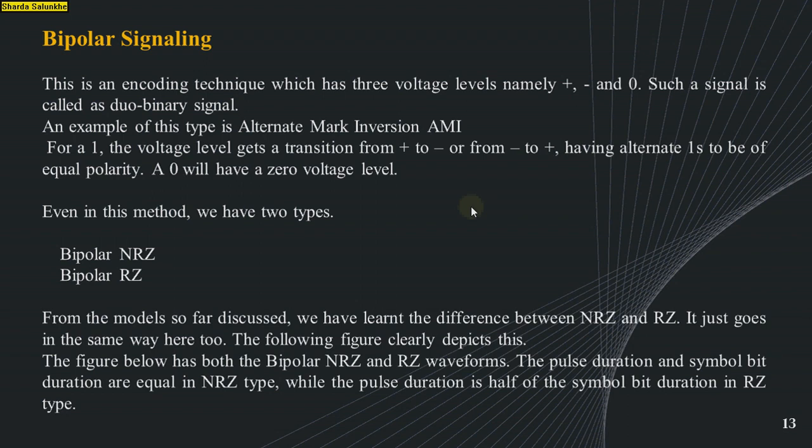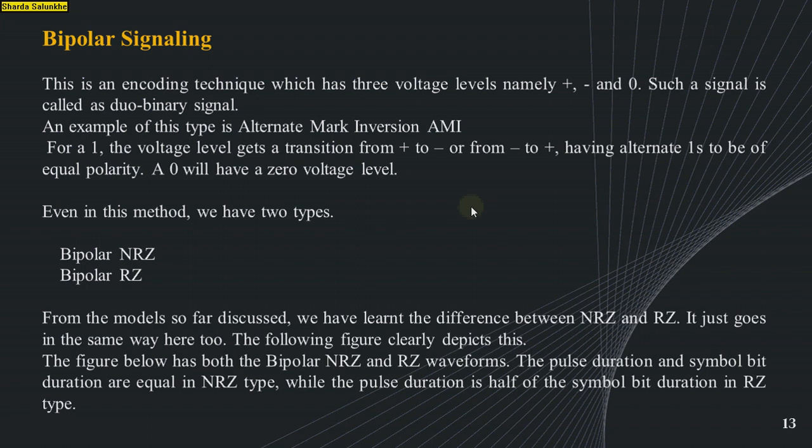For 1, the voltage level makes a transition from positive to negative, or from negative to positive. I mean, alternate ones are of opposite polarity, and 0 has the zero voltage level. Bipolar signaling has two types, that is, bipolar NRZ type and bipolar RZ type. And from the earlier models we have discussed, we have learned the difference between NRZ and RZ.